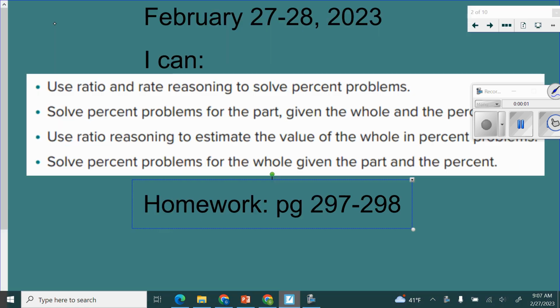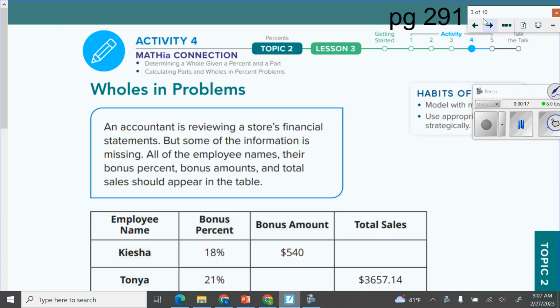Finish off the percents. We're going to be solving percent problems for the whole given the part and the percent. This is going to be our big one. You have 2 pages out of your math book for your homework, page 297 and 298. Right now, go ahead and open up in your modules to page 291. This is where we left off last class.